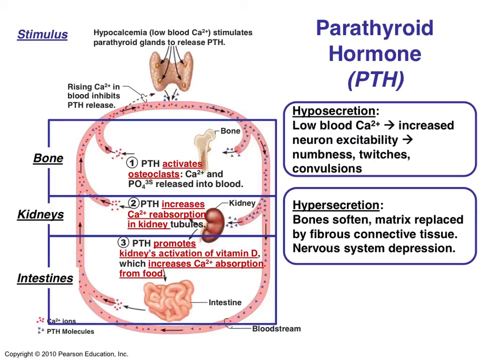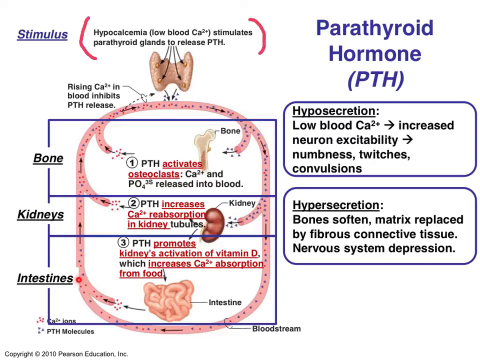The main function of parathyroid hormone is to maintain blood calcium levels. When blood calcium levels get too low, the parathyroid glands release parathyroid hormone. Parathyroid hormone acts on the bones, the kidneys, and indirectly on the intestines to raise blood calcium levels back up to normal.